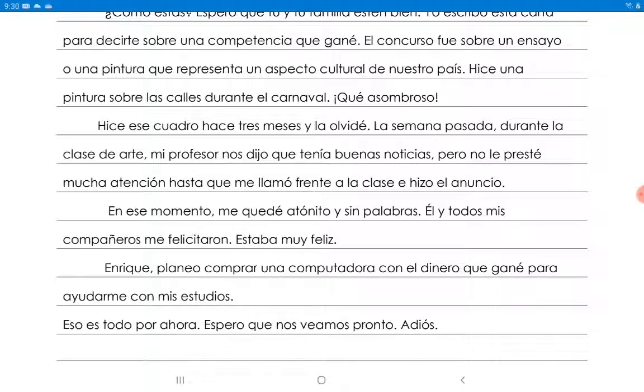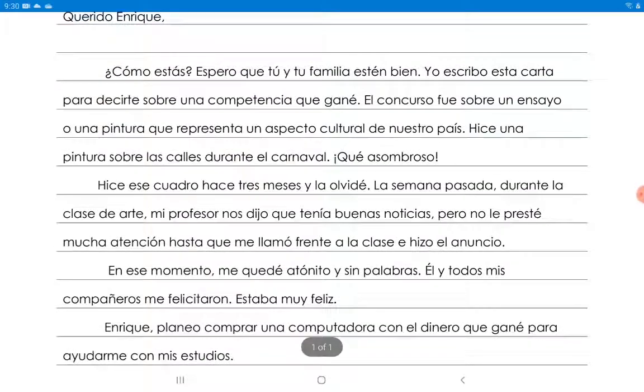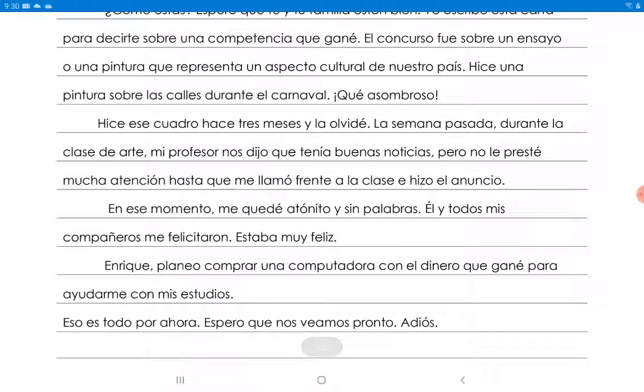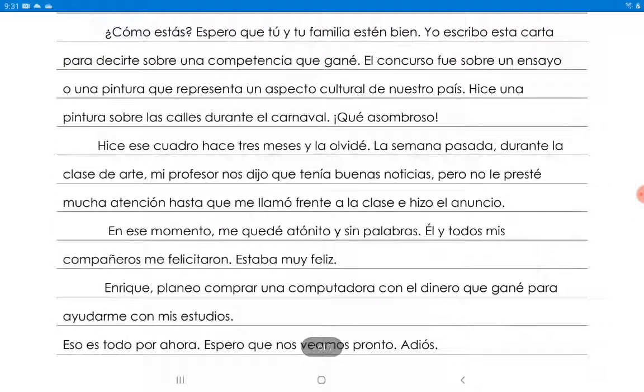What you plan to do with your prize? I'm going to buy a computer with the money. Again, it's a monetary prize, so it's money that they're going to give you. Elements in the letter, you will see that there's a bit of an introduction. The 4 cues are there, and then the conclusion, basically saying goodbye to the person. There were expressions, qué asombroso. There was the use of the subjunctive in 2 or 3 places.